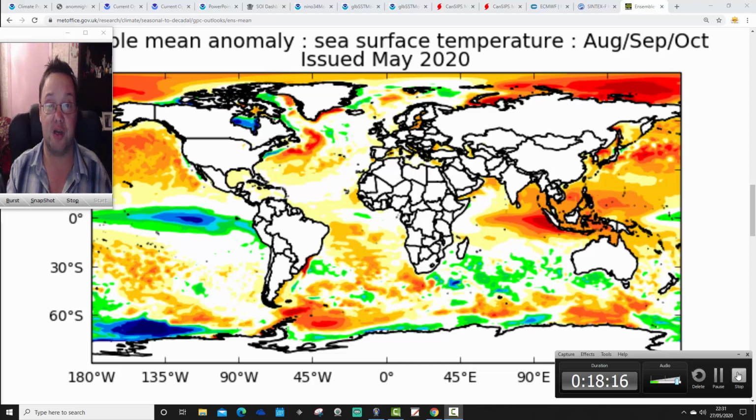And with that one, we're going to go even further out, and we'll have a look at CFSv2 for winter of 2020-21. Look at some winter data from the CFSv2. So lots and lots coming up over the weekend.